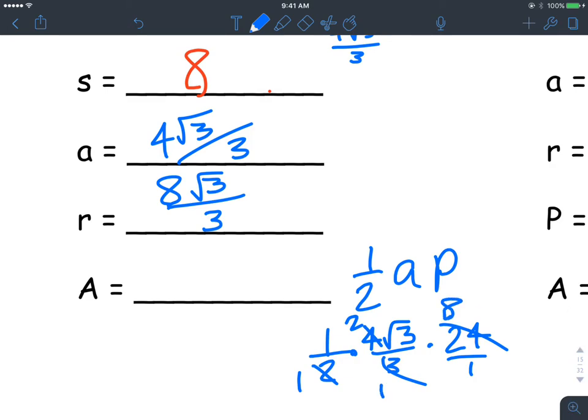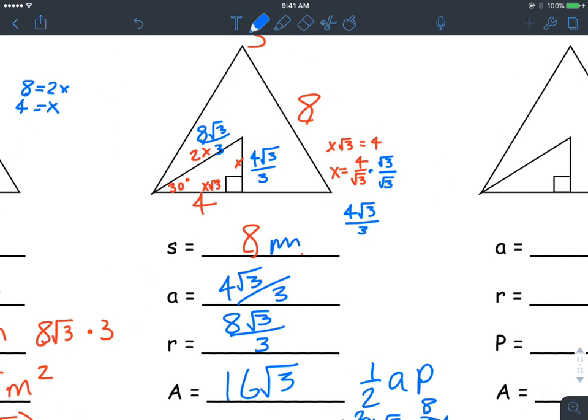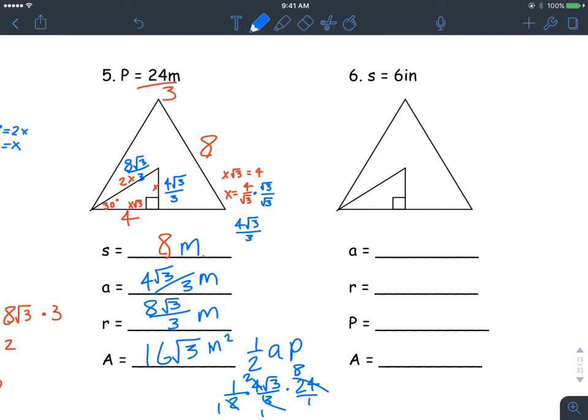So I think that's going to be 16 once we're done. 16 square root of 3. Now I'm just going to double check that real quick. Times 24 and then divide by 6. Yep, 16. So that'd be 16 square root of 3. And then we go back and put our units. We got meters, meters, meters, and meters squared. So anyways, there you go. That one's a little bit more complicated. They all don't come out that weird with some of the numbers, but sometimes they do.